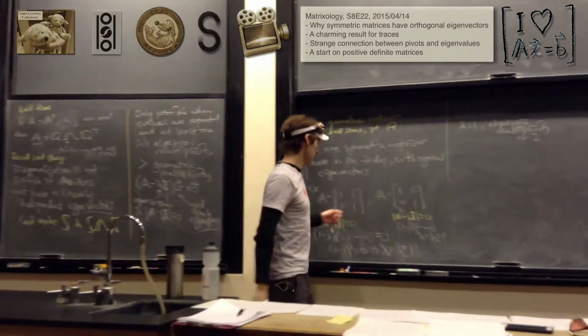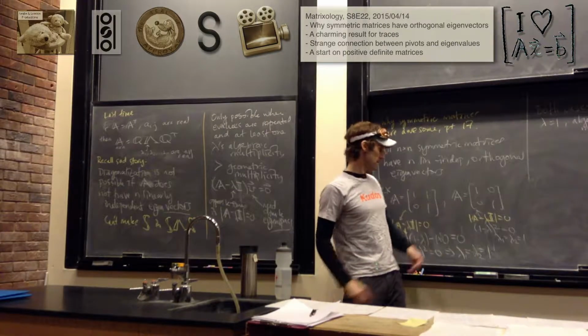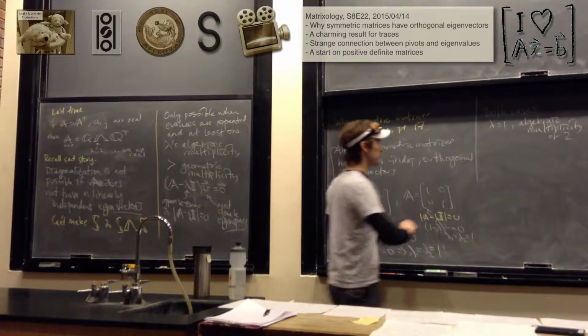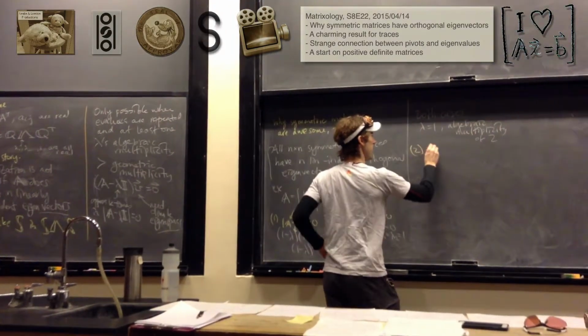Now, this A is not symmetric. This A is symmetric. Let's look at their eigenvectors. So let's get to the next step. This is always part 1. Part 2, find eigenvectors.